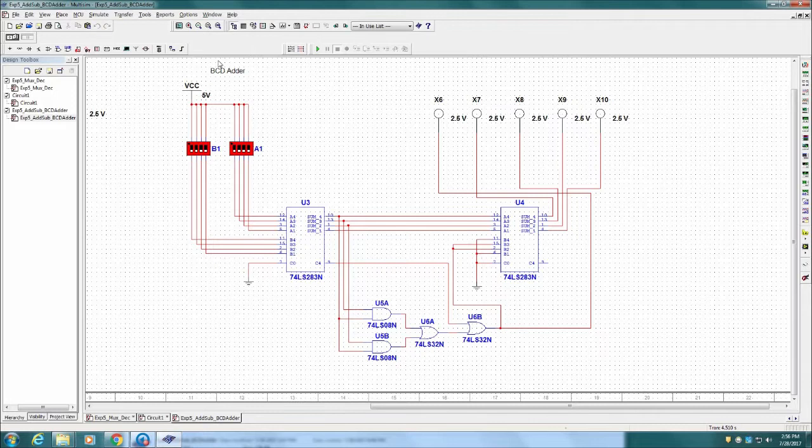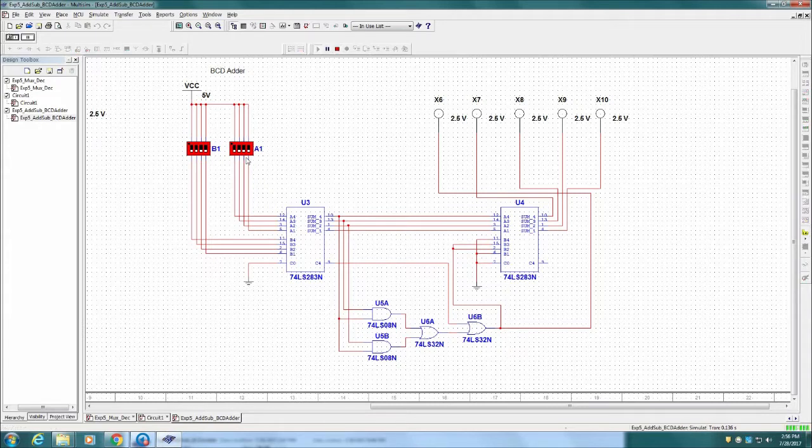In the next experiment, we are adding two BCD numbers. The result also should be in BCD form, such that each digit should be between 0 and 9. Here we are using a combinational circuit which will add 6 to the sum of A and B when the output of the first adder is greater than 9. That means if the output is 1010, we'll add 0110 to make the output 0000 and carry 1.